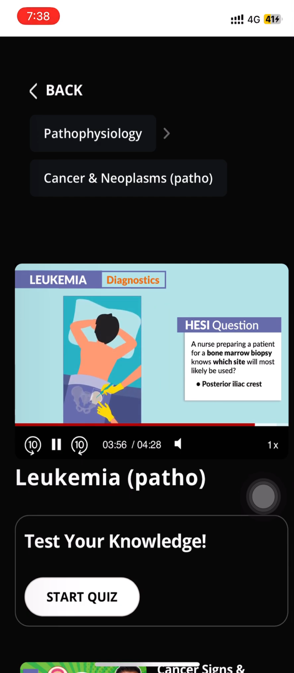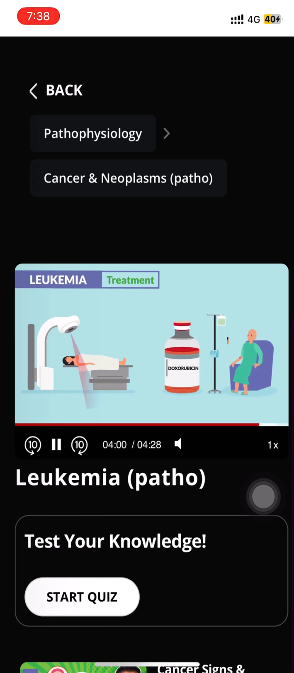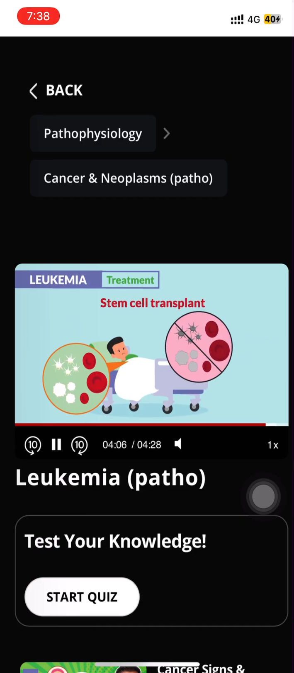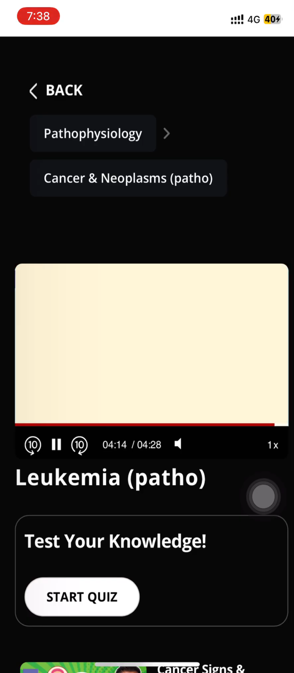Posterior iliac crest. Now, in terms of the treatments, we use radiation and chemotherapy to kill everything off, the good guys and the bad guys too. And very rarely we use a stem cell transplant, like hitting the restart button to reboot the entire system for bone marrow.